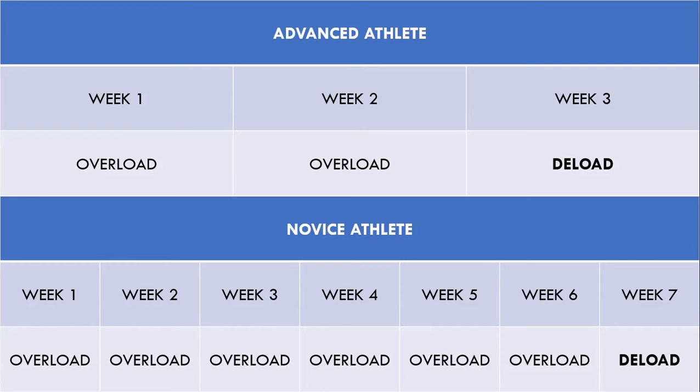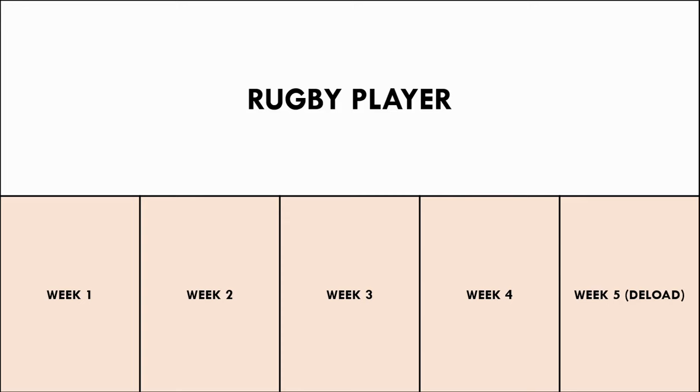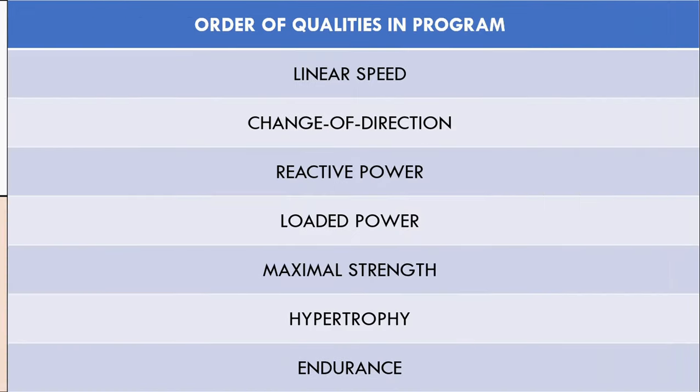For our example rugby player, we're going to implement a 4-to-1 overload to deload week ratio, meaning that 4 weeks of overloading training will be employed before a 1-week deload. The next factor to plan for our program structure is what order the training qualities will be performed in. As a general rule, the following order is recommended. First, linear speed training, next, change of direction, then reactive power, loaded power, max strength, hypertrophy, and endurance training last.